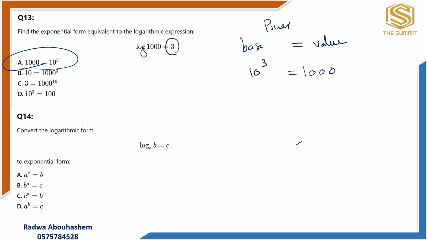Okay, here log to the base of A, B equals C. Again, here's the base A, the power is C, and the value is B. So A to power C equal to B.